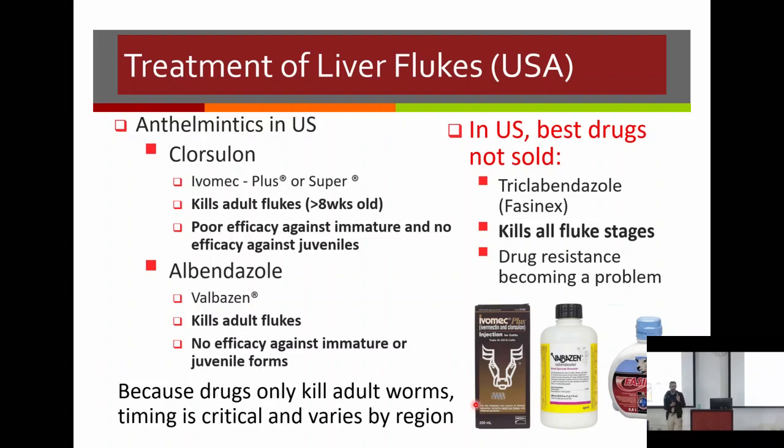So what will be your preference then? Which drug will you prefer in this case? Triclabendazole kills all the fluke stages. Clorsulon kills only the adult fluke. And albendazole only kills the adult fluke. So what will be your choice? Yeah, go ahead.